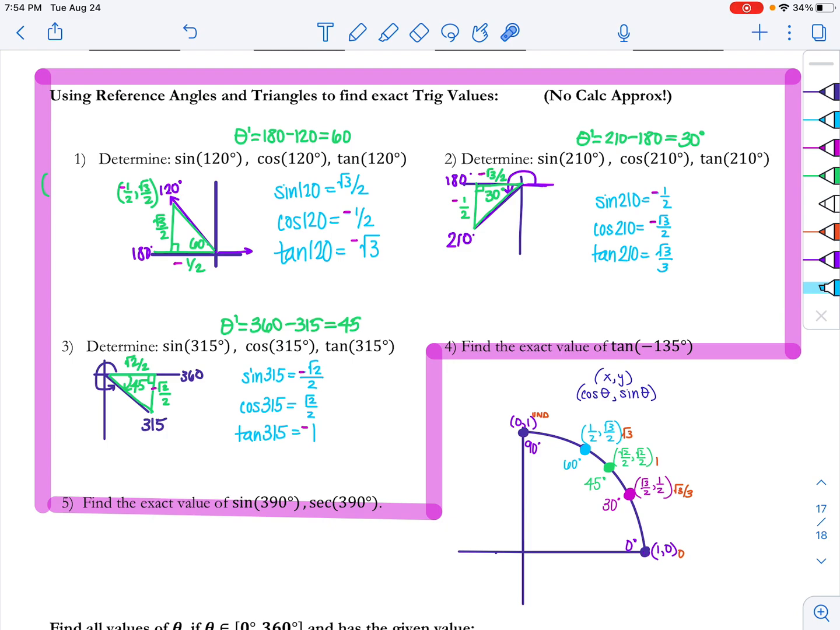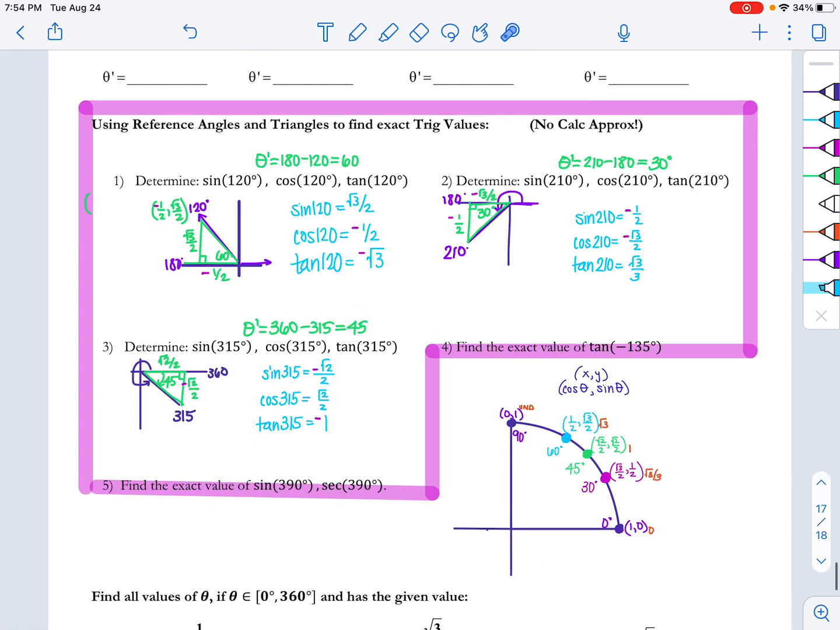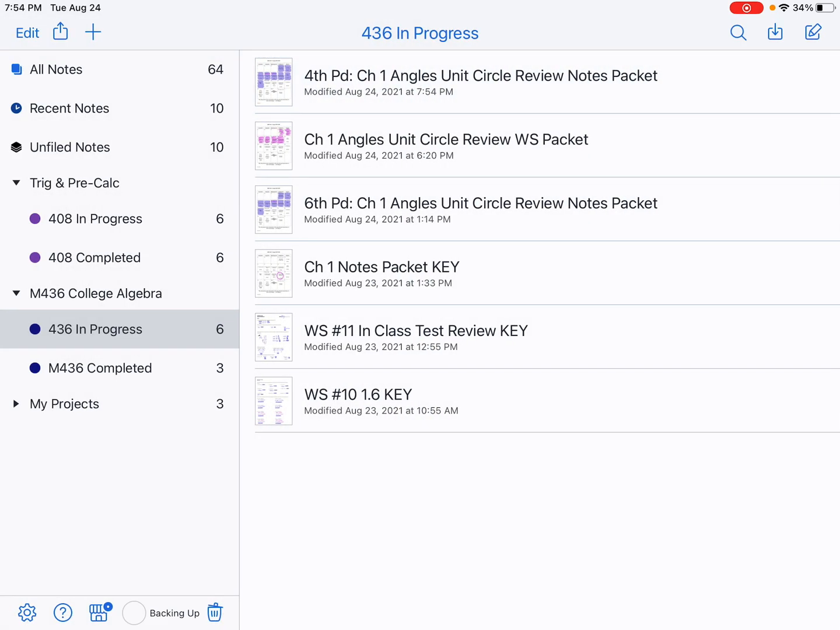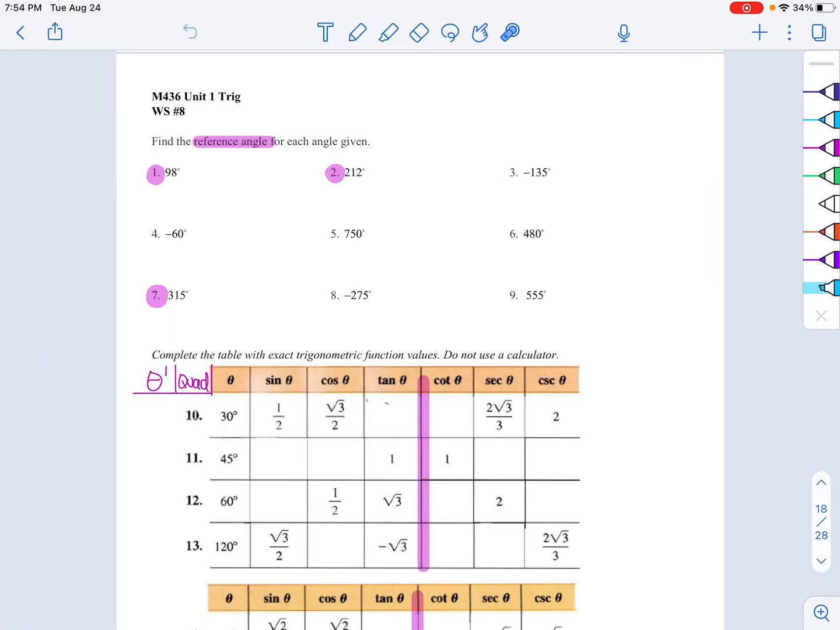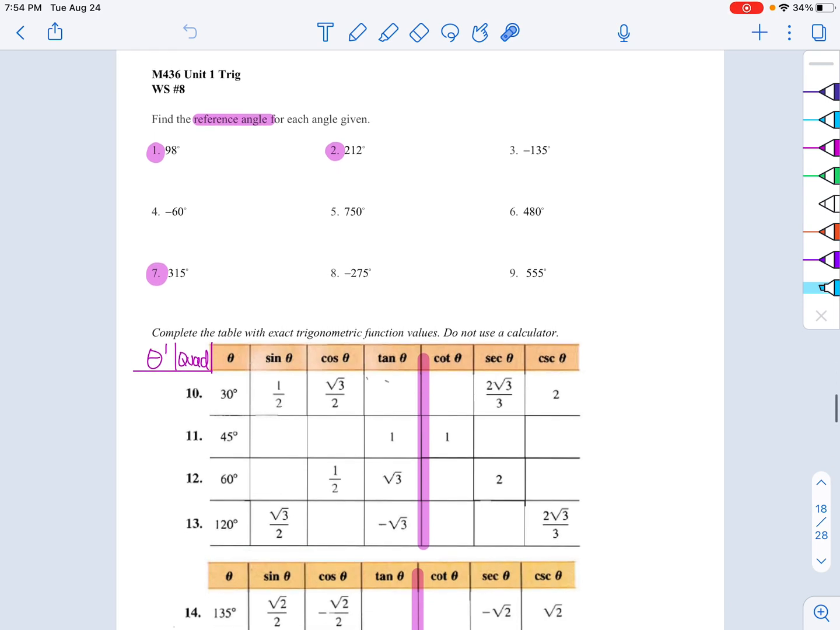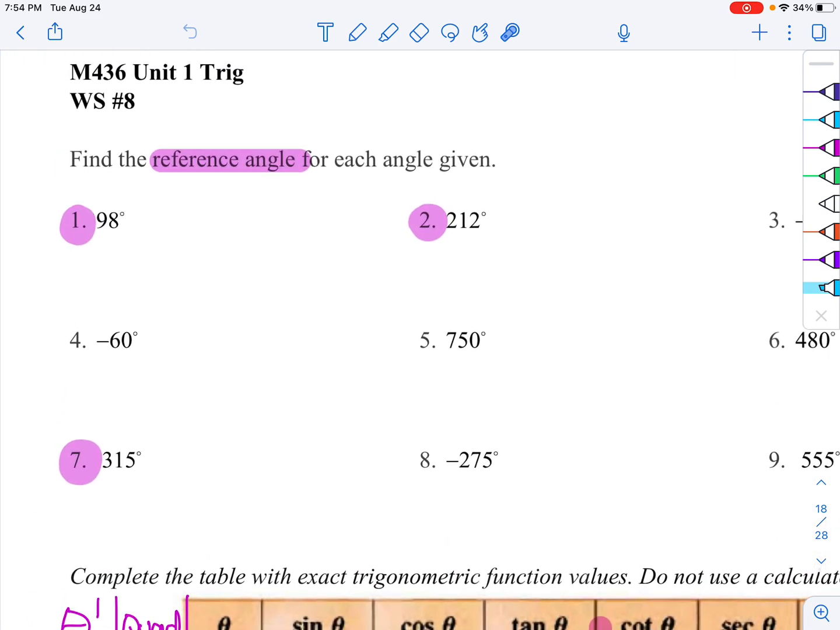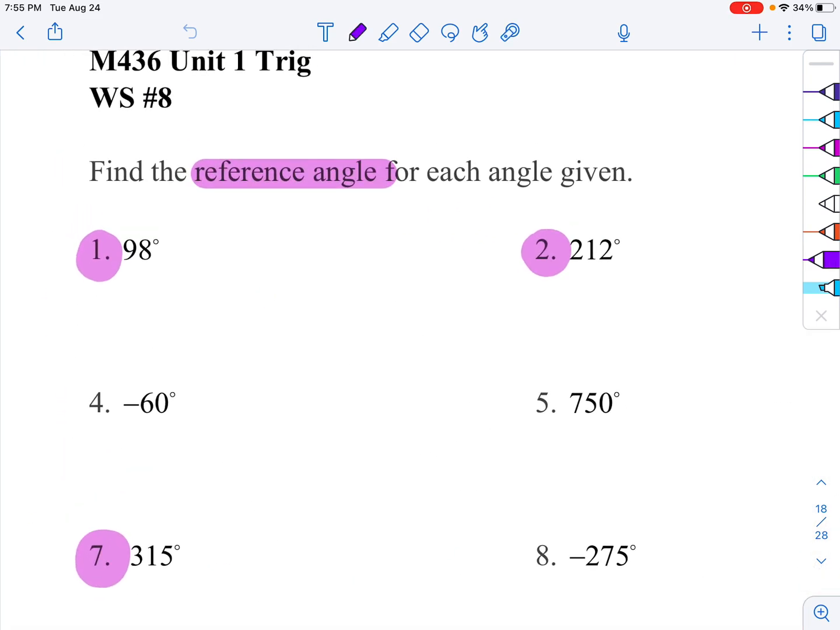We're going to stop here with these notes. I'm going to continue tomorrow, but really quickly, take a look at the worksheet packet. You have worksheet 8 to complete for homework, and you can probably do this in class if you have time. But notice the questions. We have, what is the reference angle for all of these? And so remember, the easiest way to find the reference angle is to draw a picture.